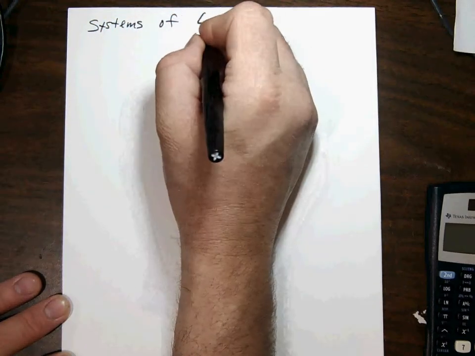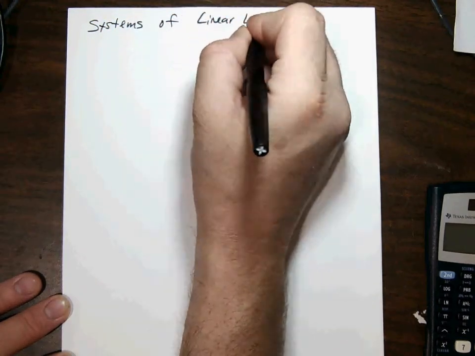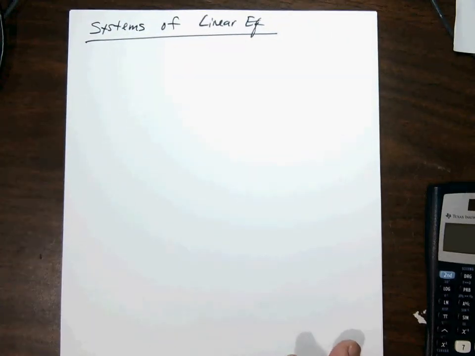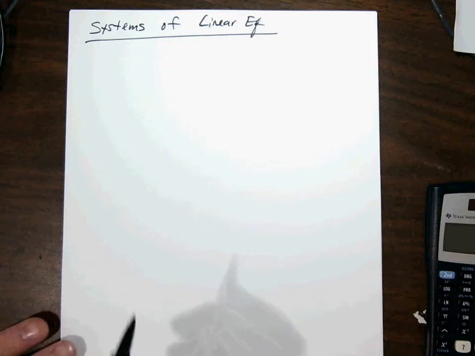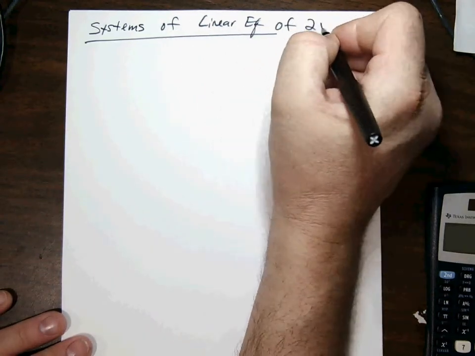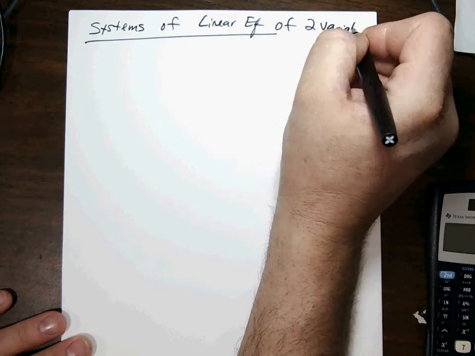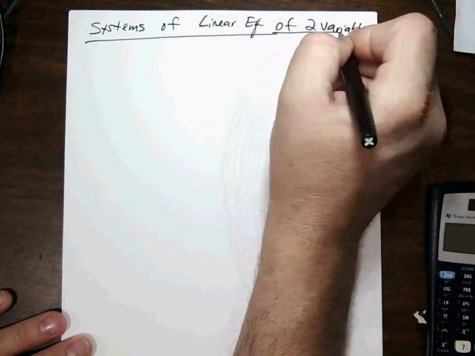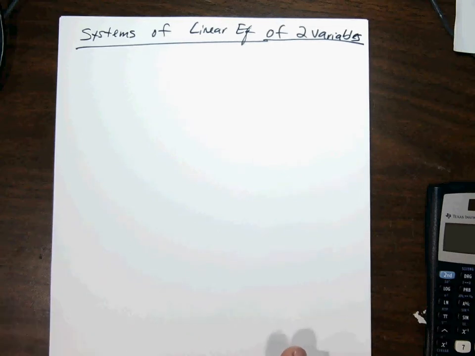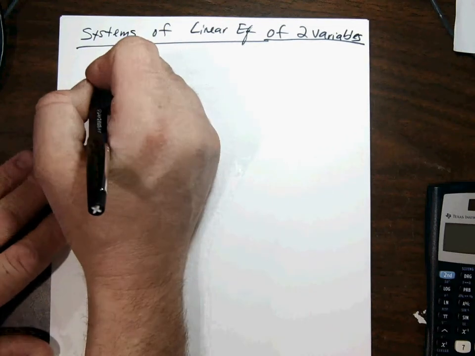Systems of linear equations. Okay, we didn't do any graphing in this course, okay? Now, and again, these are systems of linear equations of two variables. Okay, we didn't really do any equations of two variables at all yet, so let's take a minute to talk about that. We did one variable.